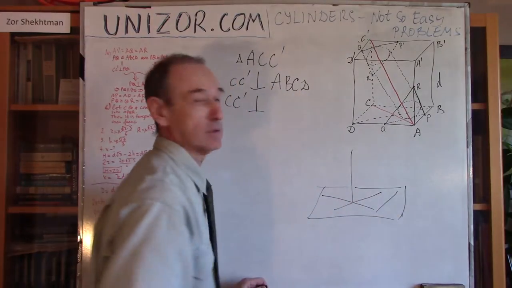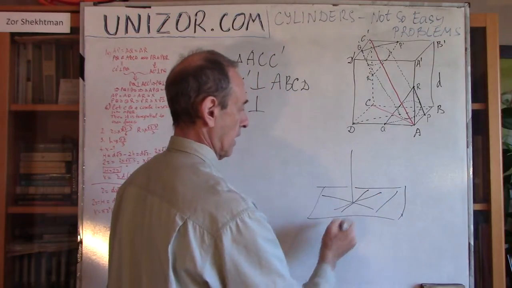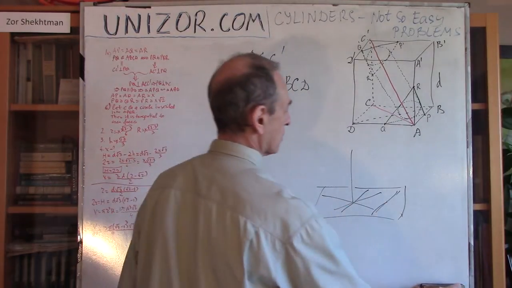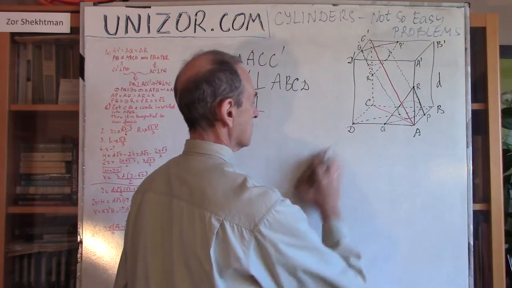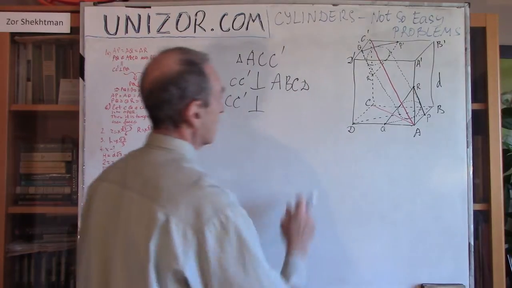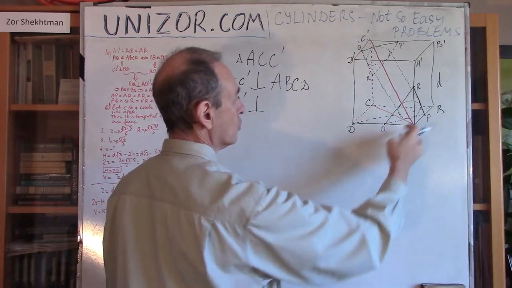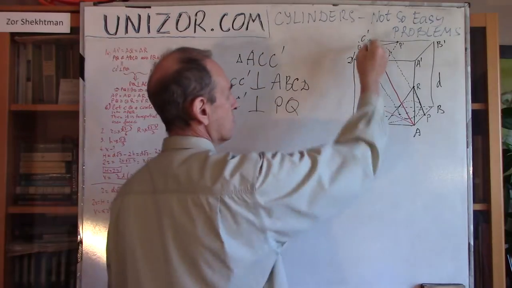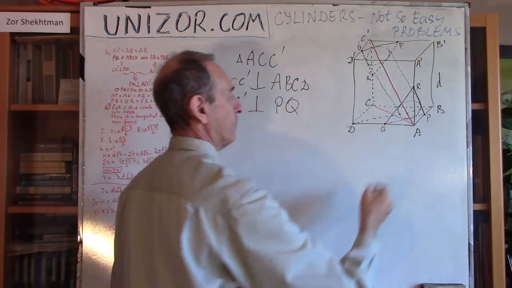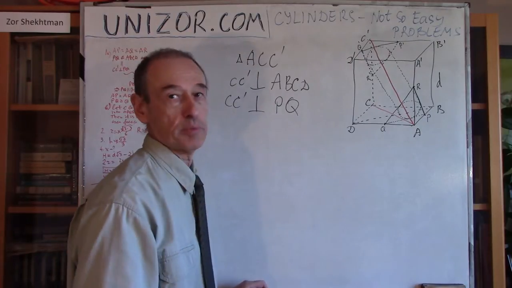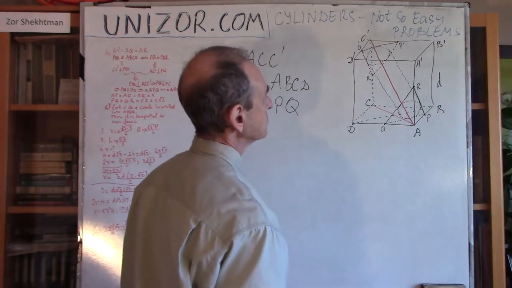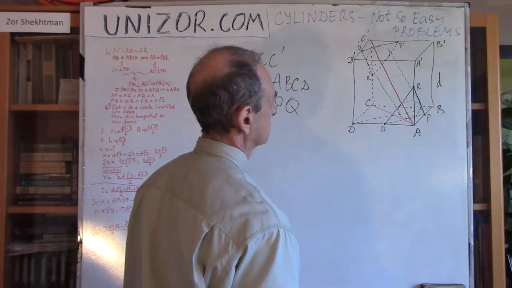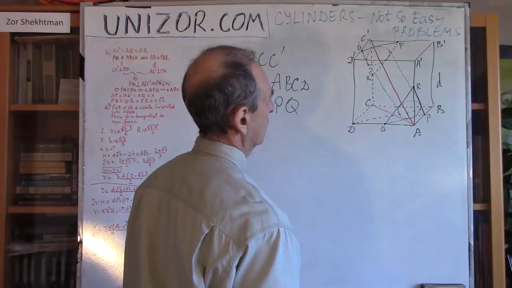And even outside, right? Because you can always draw a parallel line, it will be perpendicular. Therefore, these are perpendicular. That's the definition of the perpendicularity between skew lines. All right, so, therefore, CC prime is perpendicular to PQ. Since CC prime is perpendicular to the entire plane, it's perpendicular to any line on the plane, including PQ. Alright. Fine. What's next?